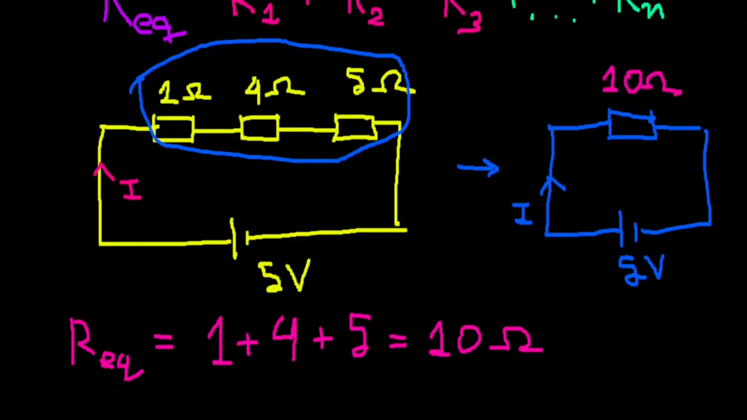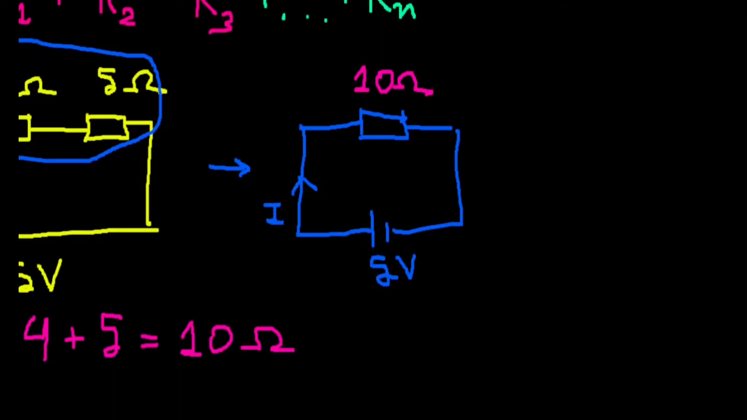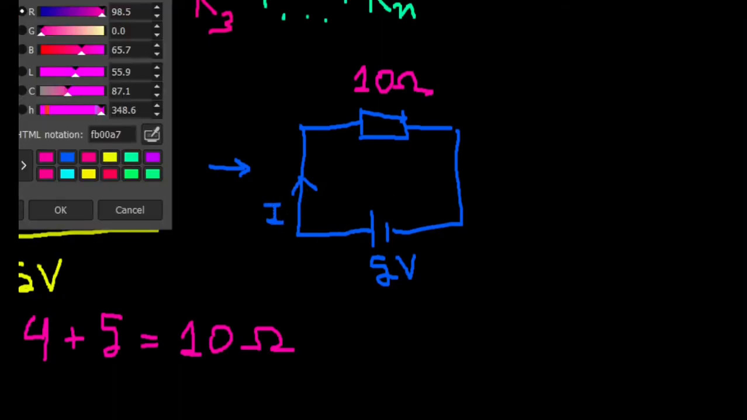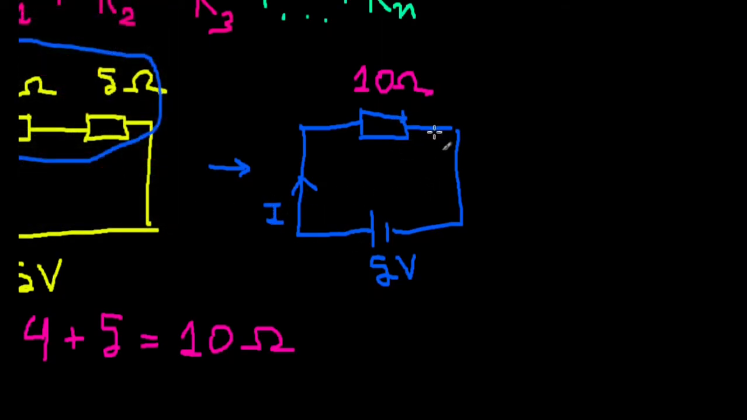Now, from this circuit, you can obviously easily find I. Ohm's law tells us that, the voltage across this is obviously 5 volts, and the current must be 5 by 10, right? V by R. So 5 by 10, and that is 0.5 amps.